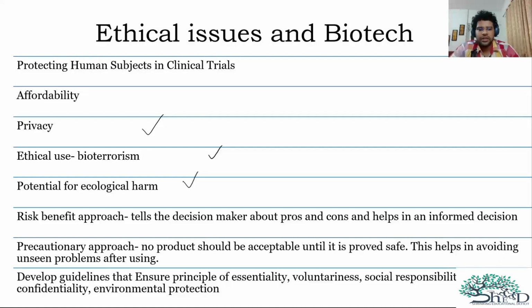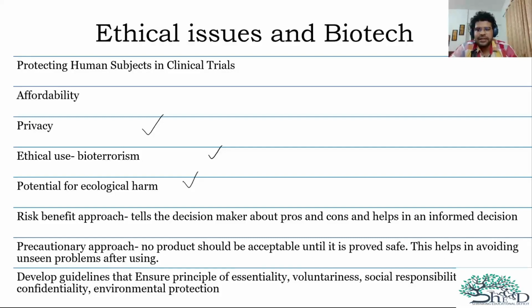Potential for ecological harm, like destroying some countries' ecology to win a war. Now, next point is the risk-benefit approach. This basically means that if you are the decision maker of any scheme, you need to know about the pros and cons and make an informed decision.